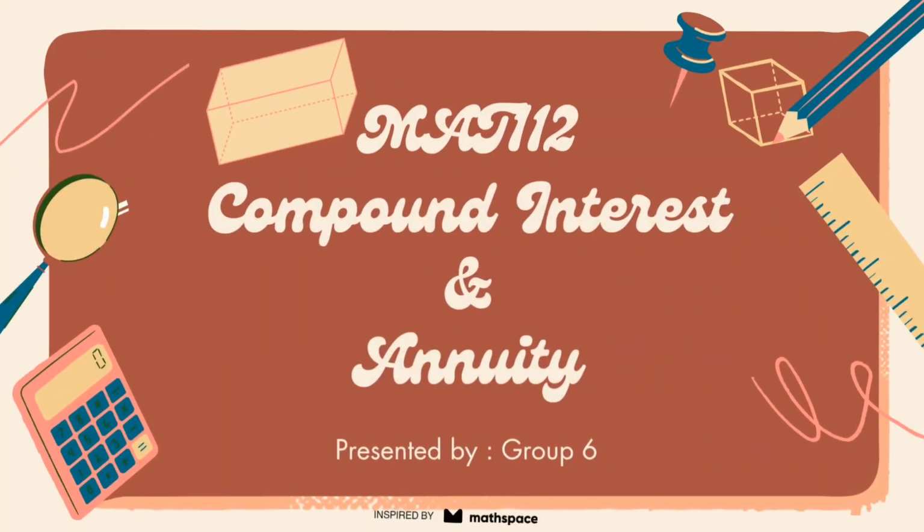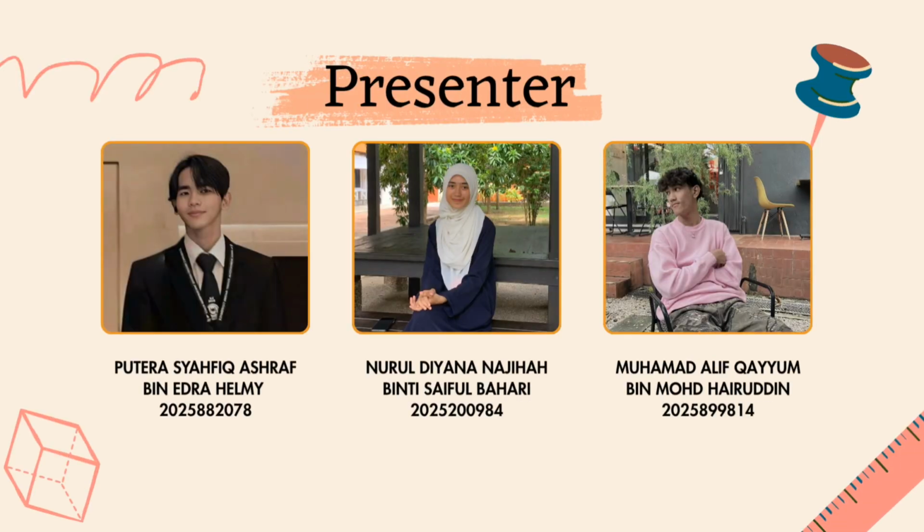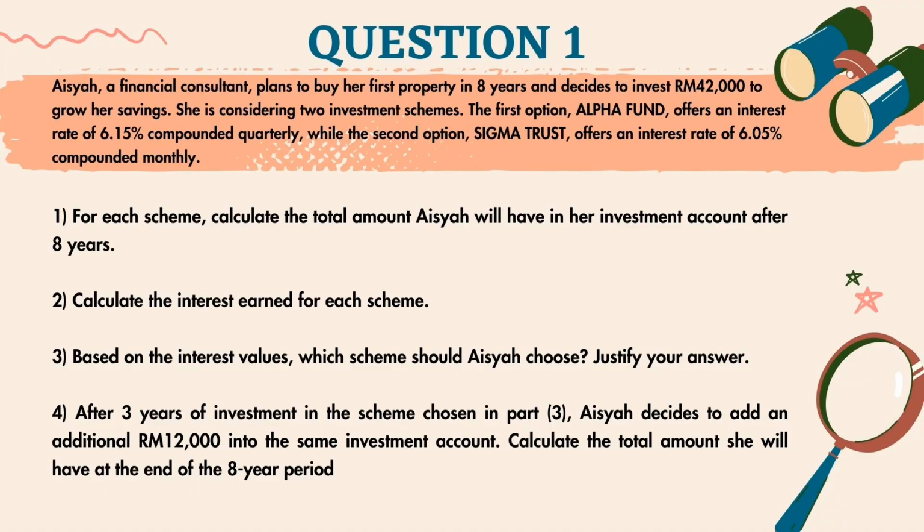Now, we will present MAT112 about compound interest and annuity. There are three presenters. The first one is Putra Shafiq Ashraf, the second one is Nuruddin Jiha, and the last one is Muhammad Alif Qayyum. So, we are going to discuss question 1.